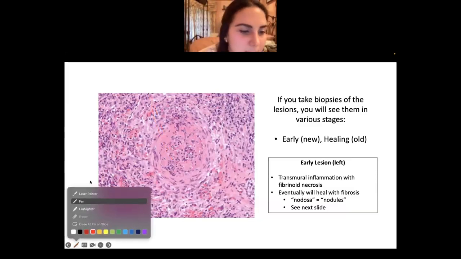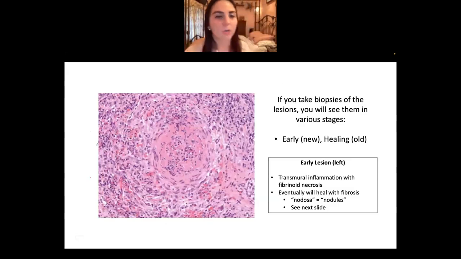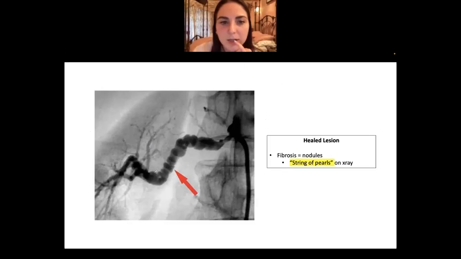And then there's fibrinoid necrosis. Hopefully you guys watched Golian's chapter 1, or whenever he goes into the types of necrosis. That'll come up again every single block. There is going to be this pink stuff present, which is your fibrinoid necrosis that's occurring. Eventually this nodule will heal and you'll get fibrosis. That's actually where the nodosa in polyarteritis nodosa comes from: it refers to the nodules of fibrosis that form when it heals. So that's going to look like this.